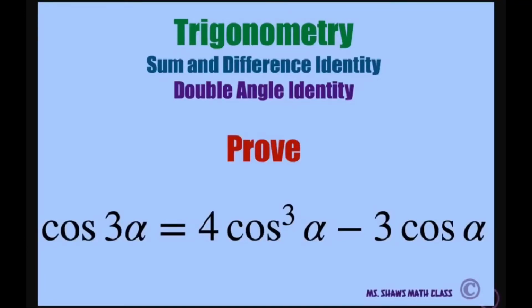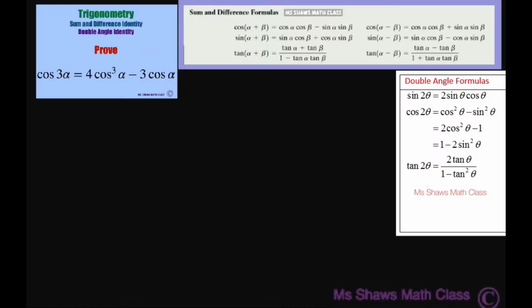Everyone, we're going to prove that cosine of 3 alpha equals 4 times cosine cubed alpha minus 3 times cosine of alpha using sum and difference identities and double angles. And also we're going to use the Pythagorean identity.